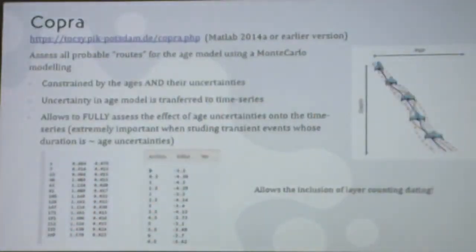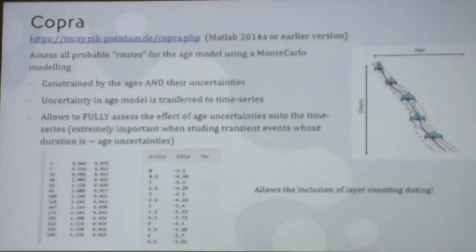On the other hand, COPRA, you can get COPRA from here. COPRA also works, has a little bit of a problem, that it works on early versions of MATLAB, 2014. People have told me that it works also on modern versions, but not the graphical interface, I think. I've only managed to run it in this version of MATLAB. And basically, COPRA has this Monte Carlo approximation that it calculates all the possible routes, based on the uncertainties that we are providing to the system, and it actually translates these uncertainties to the time series and to the proxy.